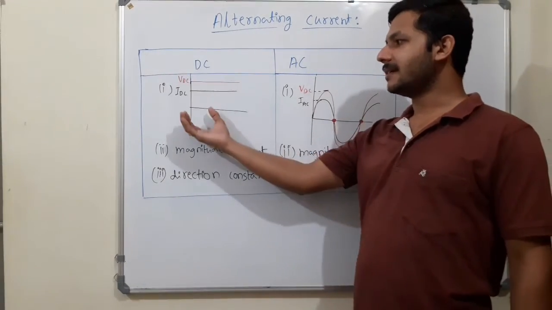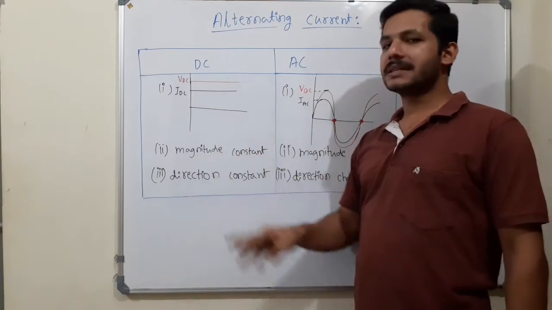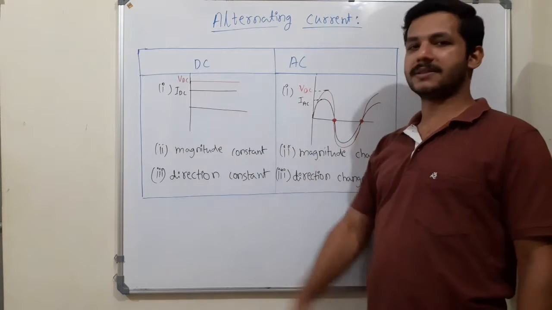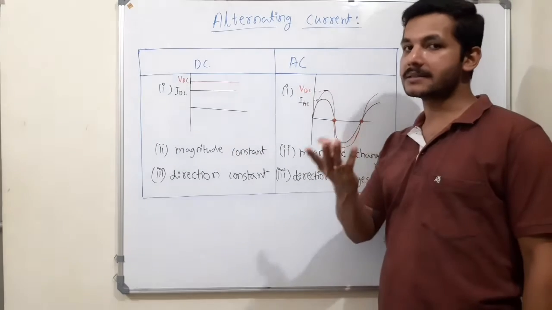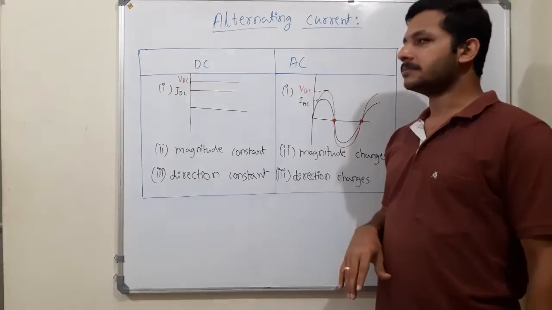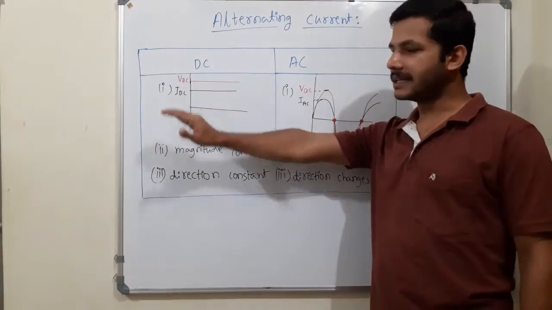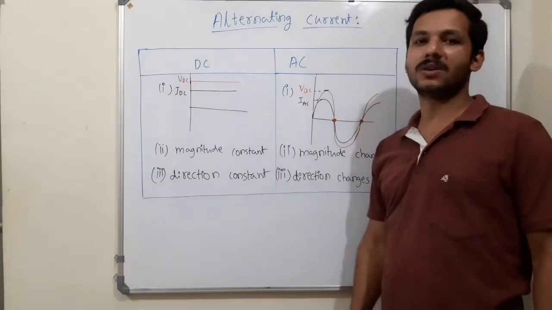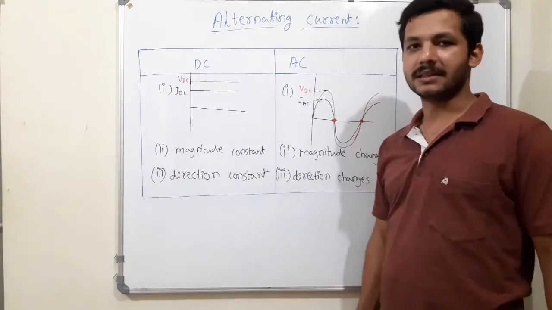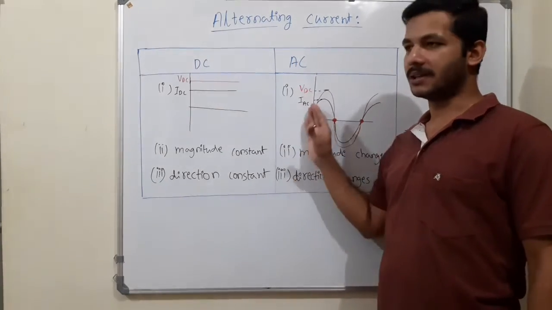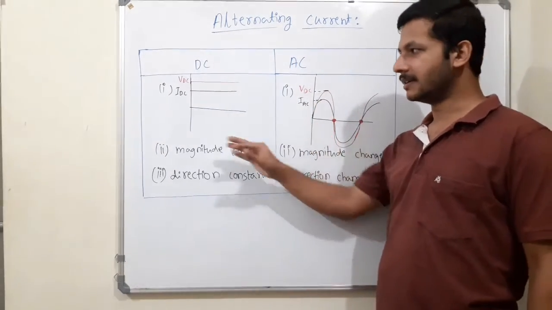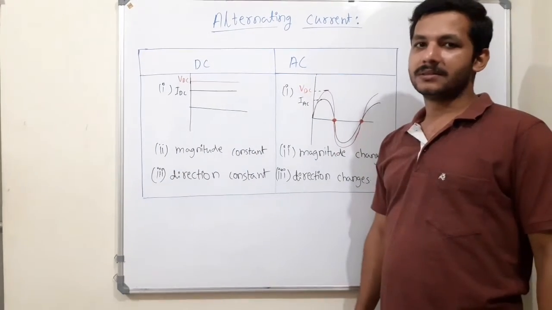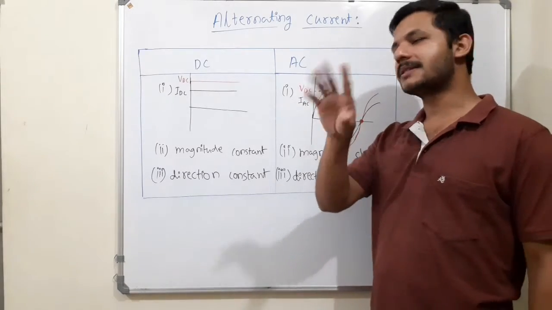One more thing is that the production cost of DC is more than that of alternating current, because chemicals have to be used in the case of DC, whereas for alternating current chemicals are not required. Then in the case of DC, frequency is 0, whereas in AC frequency is not 0, it will be around 50 or 60. Some fixed value will be there for the frequency of alternating current, whereas DC doesn't have any fixed frequency. Its frequency is 0.